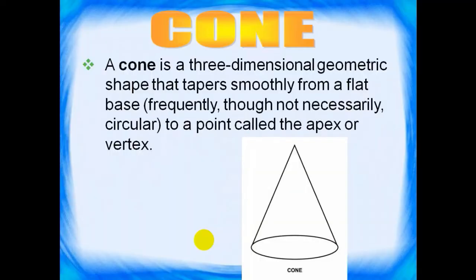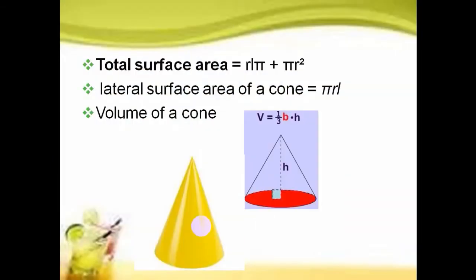Now cone. A cone is a three-dimensional geometric shape that tapers smoothly from a flat base, frequently though not necessarily circular, to a point called the apex or vertex. You see over here, this is a cone. Now, the total surface area of the cone is πrl + πr². The lateral surface area of a cone is πrl, and the volume of the cone is equal to 1/3 multiplied by base area multiplied by height. This formula is very important for the volume of the cone.